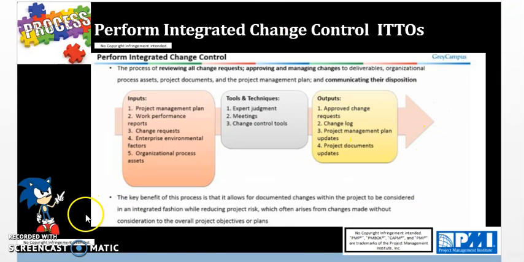And here, this is an overview again of the perform integrated change control process, the process of reviewing all change requests, approving change requests, and managing changes to deliverables, organizational process assets, documents, and the project management plan, and communicating the status of those changes to all stakeholders in a timely fashion. Keep in mind that we also have change requests that are rejected, which go into a change log here, and the approved change requests are implemented during the direct and manage project work process.